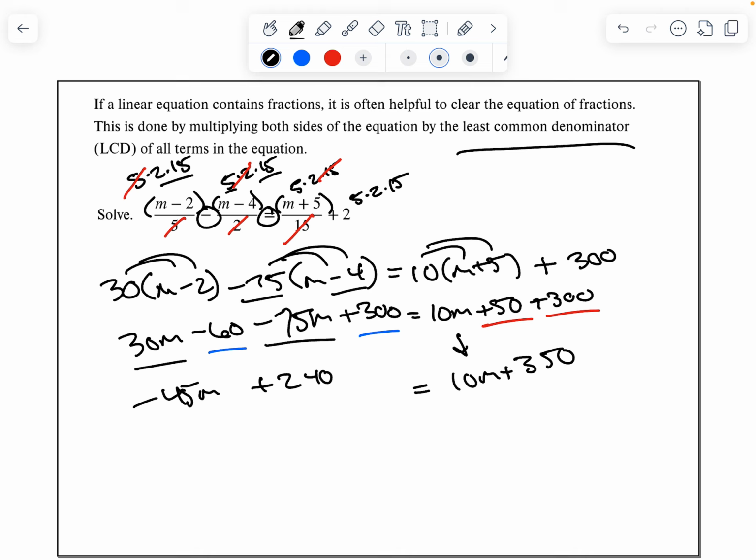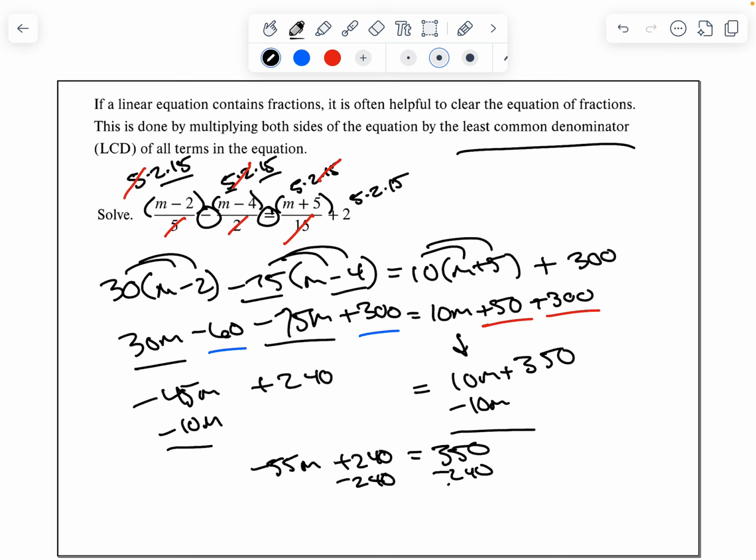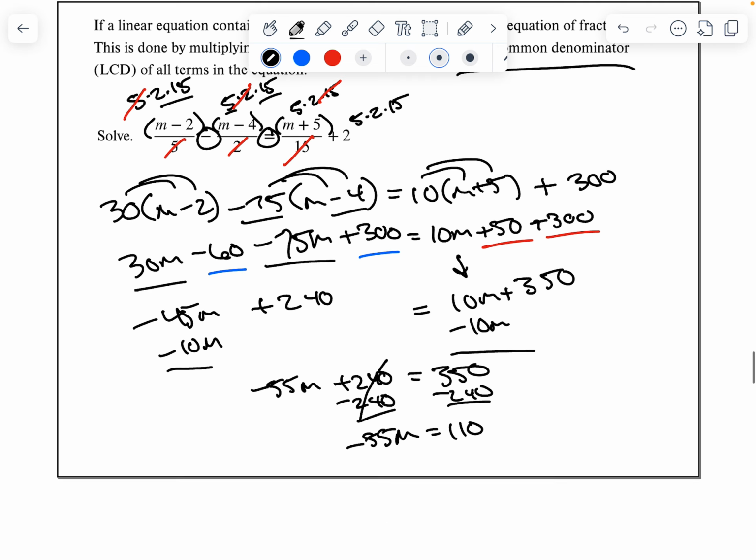Next, addition property of equality to get all the variables on one side. I like to move my variables to the left. And that gives me negative 55m plus 240 equals 350. Again, addition property of equality, subtract 240 from both sides is a legal move. That will get rid of that one. Negative 55m equals 110. Then I can use the multiplication property of equality, divide both sides by negative 55, and m equals negative 2.